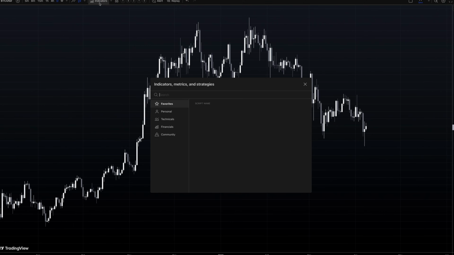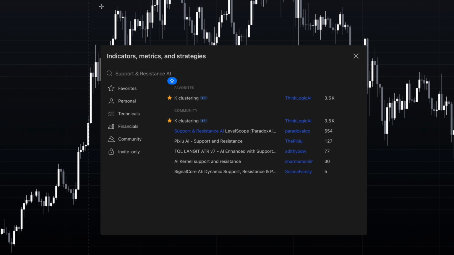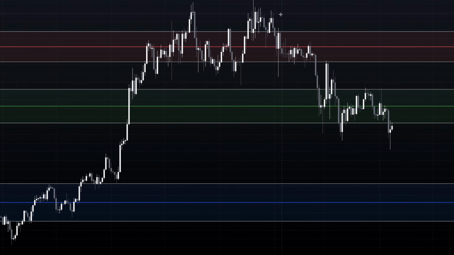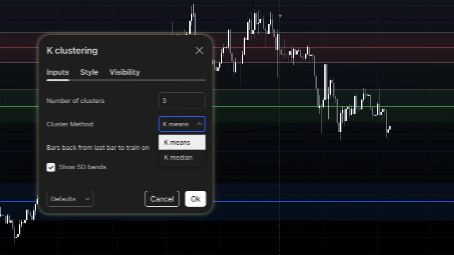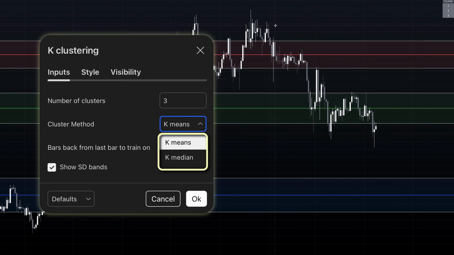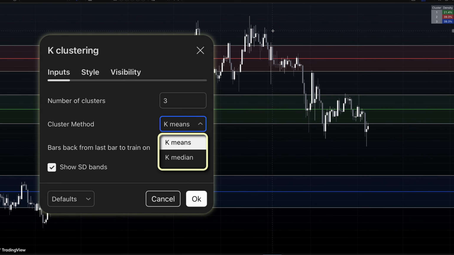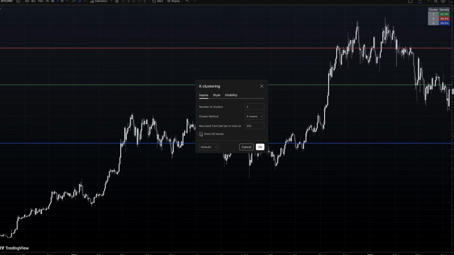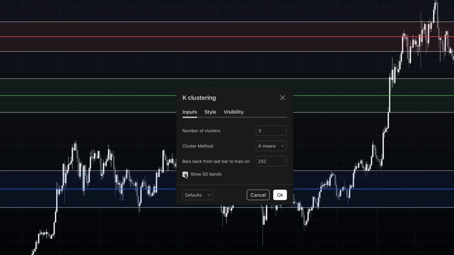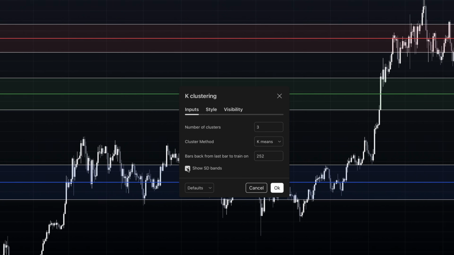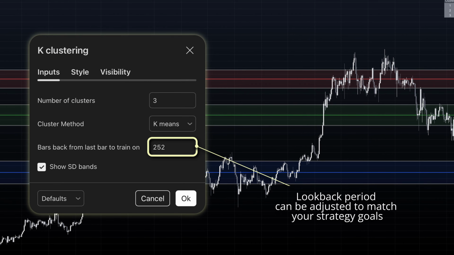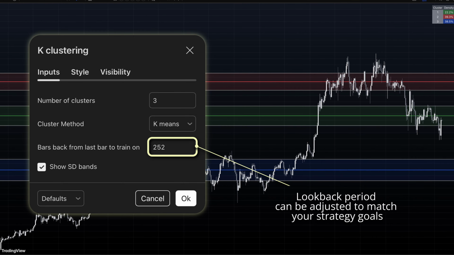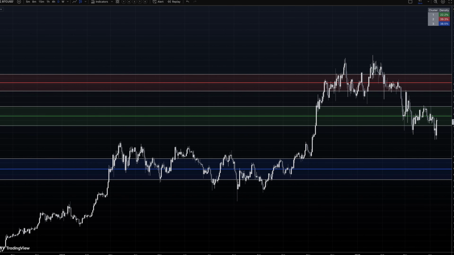The Support and Resistance AI Indicator by ThinkLogic AI applies machine learning techniques to identify significant price levels by grouping historical price data into clusters. This technical tool uses either k-means or k-median algorithms to organize price data into 3 to 5 distinct clusters, displaying each cluster as a horizontal line with optional standard deviation bands. The indicator analyzes closing prices from a user-defined look-back period, then categorizes prices into clusters based on similarity.